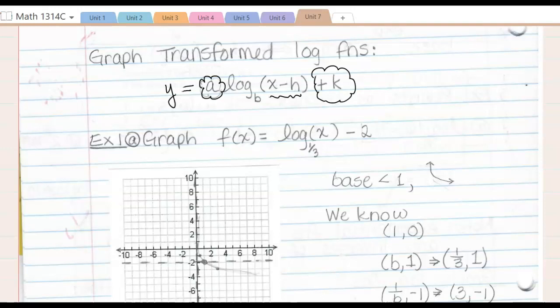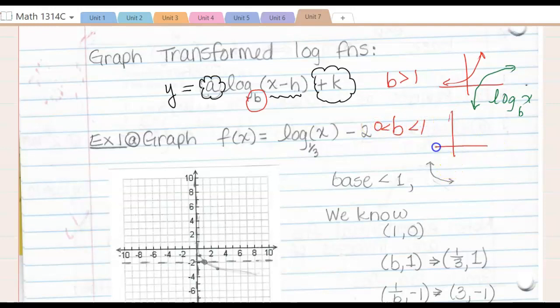One big thing that I want to make sure we notice is that depending on the base, we know what our function is going to look like. If our base is greater than 1, it's going to be an exponential growth, which means that our log function will look like this. If our base is less than 1 but always greater than 0, meaning that it's positive, we know an exponential will be an exponential decay. For our log function, it would actually look like this.